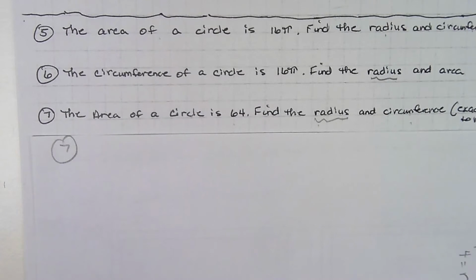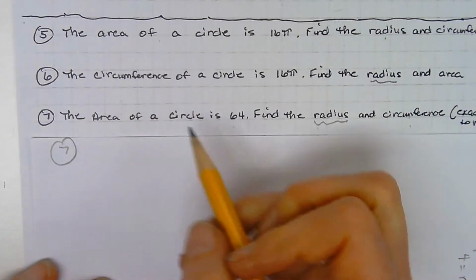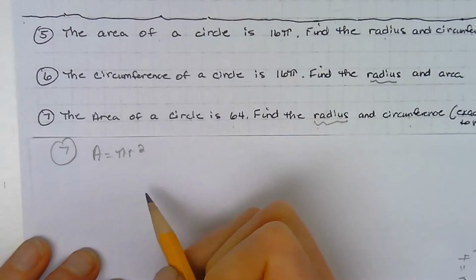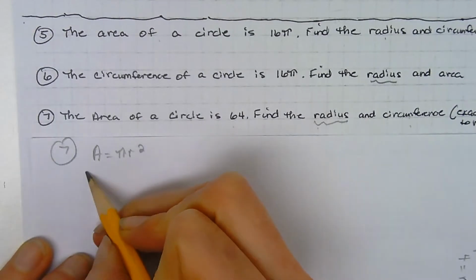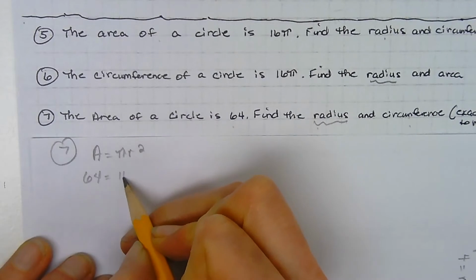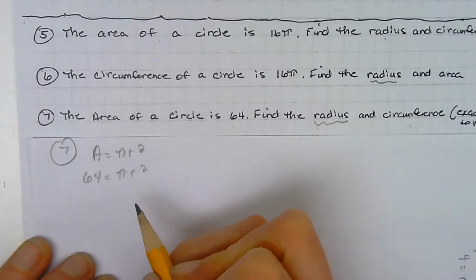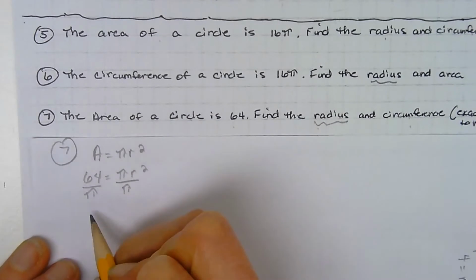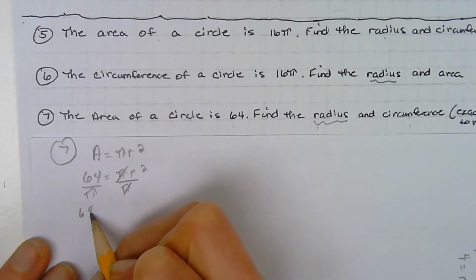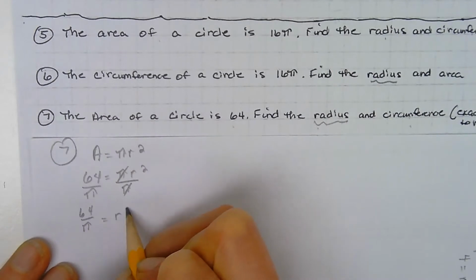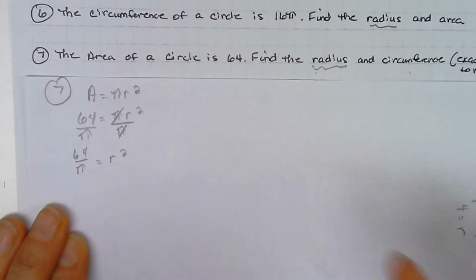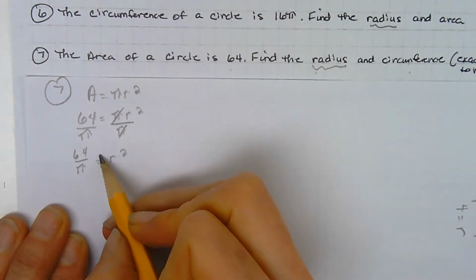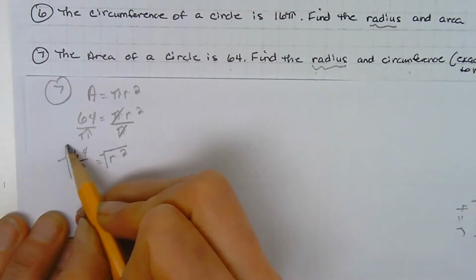So the area of a circle is 64. Area equals pi r squared. The area given is 64, and we're to find r. We'll divide both sides by pi, and we get 64 over pi equals r squared. To isolate r, we'll take the square root of both sides.